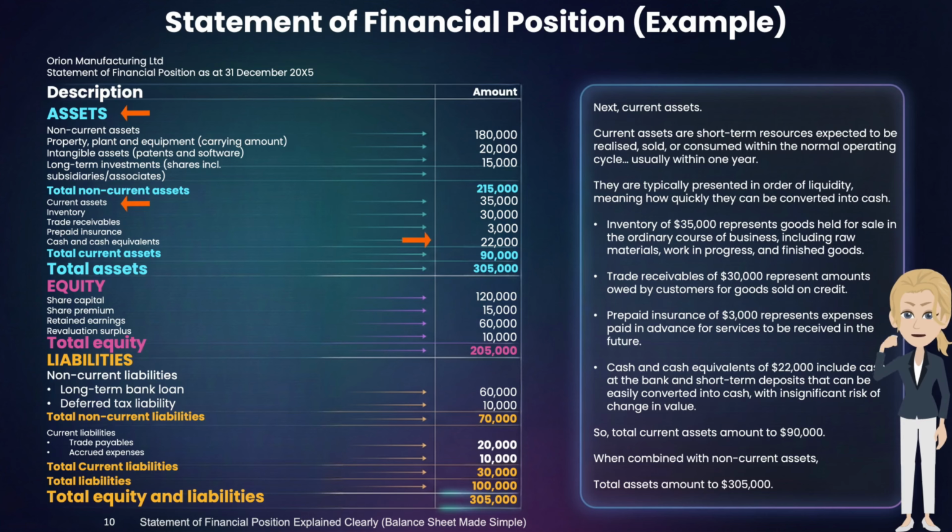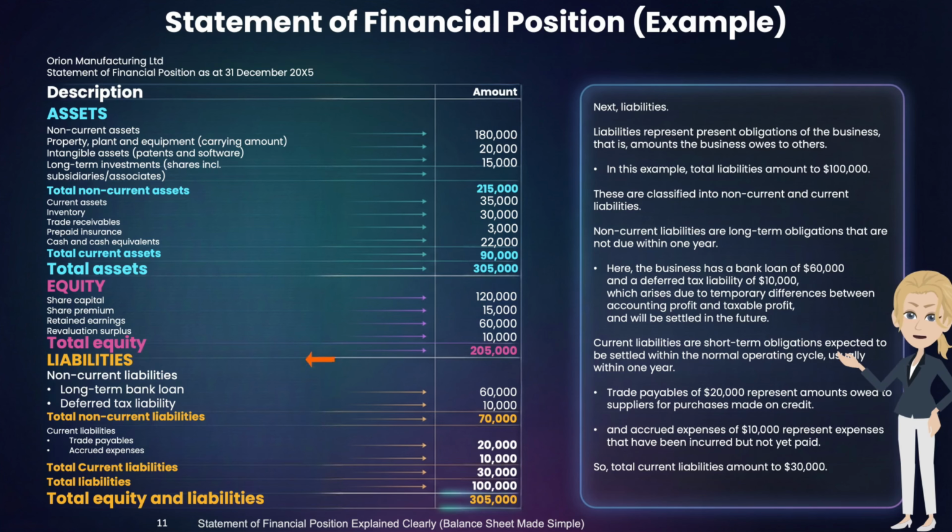Cash and cash equivalents of $22,000 include cash at bank and short-term deposits that can be easily converted into cash with insignificant risk of change in value. So total current assets amount to $90,000. When combined with non-current assets, total assets amount to $305,000.